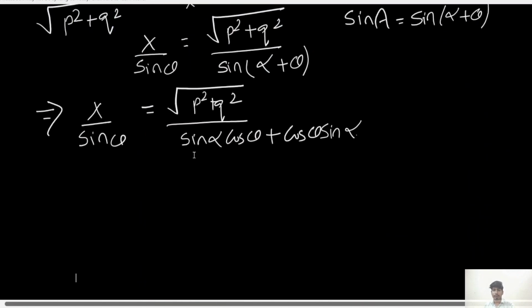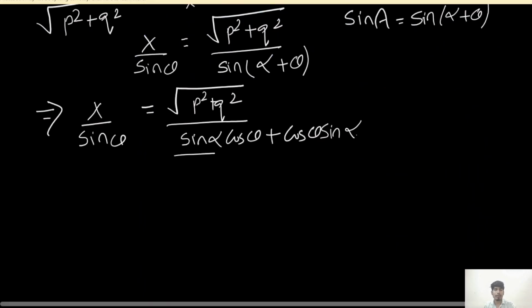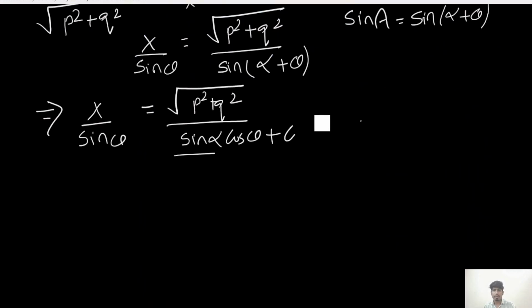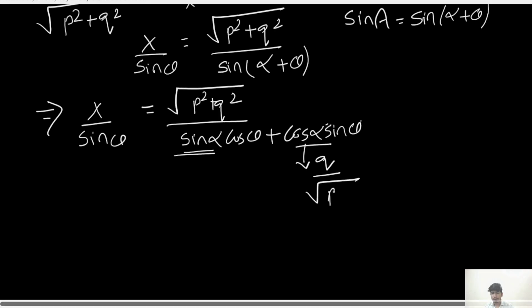Then we put these values in this equation, here sine alpha and here cos alpha sine theta. Then put the values of sine alpha and cos alpha here. The value of cos alpha is Q upon under the root of P square plus Q square.